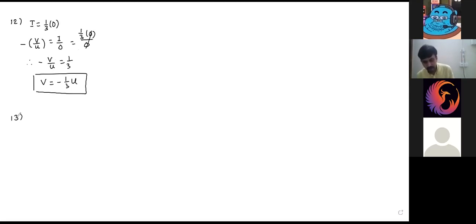13 then, 13, what is given? Erect image is formed by a concave mirror. Right? Erect image is formed.